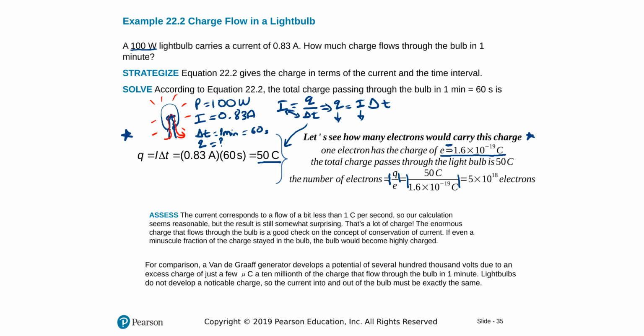Simply, I can find this. If one electron has this much charge in coulomb, how many electrons would have 50 coulomb? Simply dividing the charge by the electron's charge, and again taking the absolute value will give us how many electrons in total would have this amount of charge. And we will find 5 times 10 to 18 electrons.